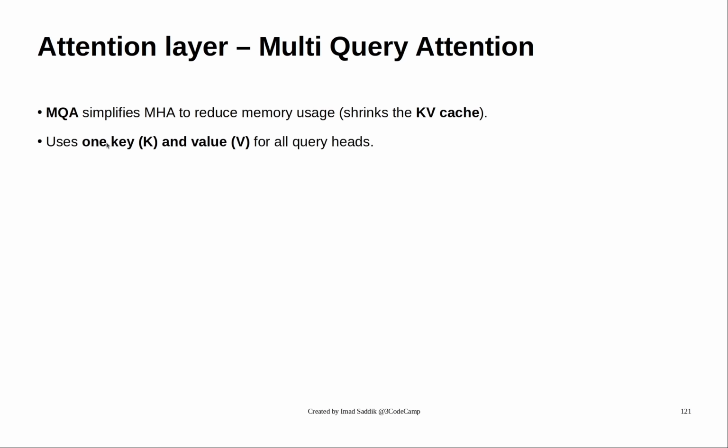MQA uses one key and one value for all query heads. We have seen this diagram when I was explaining multi-head attention. You can see that in each head we have three matrices: key, query, and value.